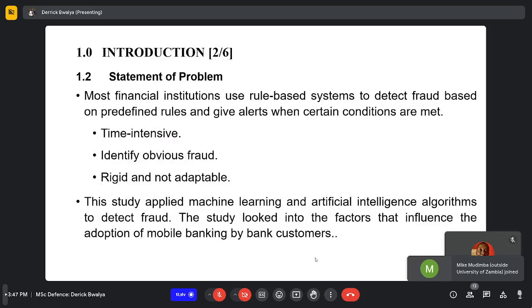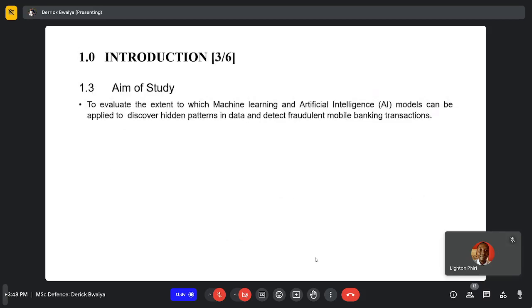What's the problem statement? Most financial institutions use rule-based systems to detect fraud based on predefined rules and give alerts when certain conditions are met. You realize, Chair, that those rule-based systems are time-intensive. They identify obvious frauds which have been experienced in the past, and they are rigid and not adaptable. Chair, this study applies machine learning and artificial intelligence algorithms to detect fraud. The study looked into the factors that influence the adoption of mobile banking by bank customers.